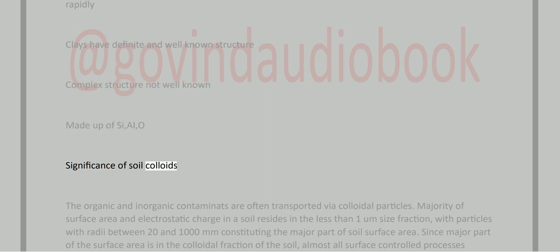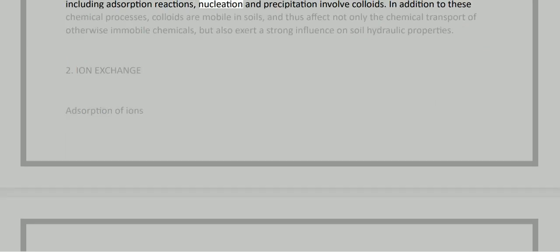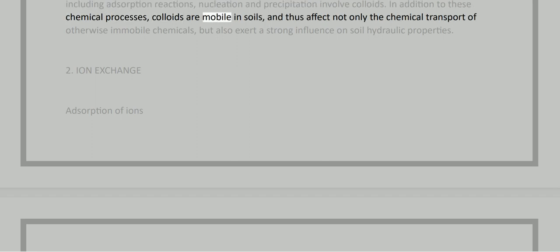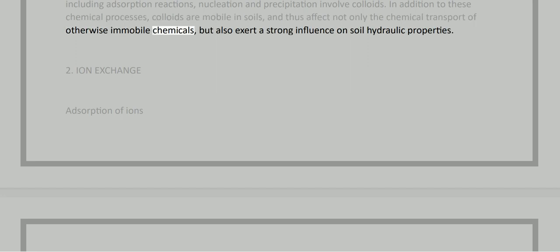Significance of soil colloids. Organic and inorganic contaminants are often transported via colloidal particles. The majority of surface area and electrostatic charge in a soil resides in the less than 1 micrometer size fraction, with particles with radii between 20 and 1000 nm constituting the major part of soil surface area. Since the major part of the surface area is in the colloidal fraction of the soil, almost all surface-controlled processes, including adsorption reactions, nucleation and precipitation, involve colloids. In addition to these chemical processes, colloids are mobile in soils, and thus affect not only the chemical transport of otherwise immobile chemicals, but also exert a strong influence on soil hydraulic properties.